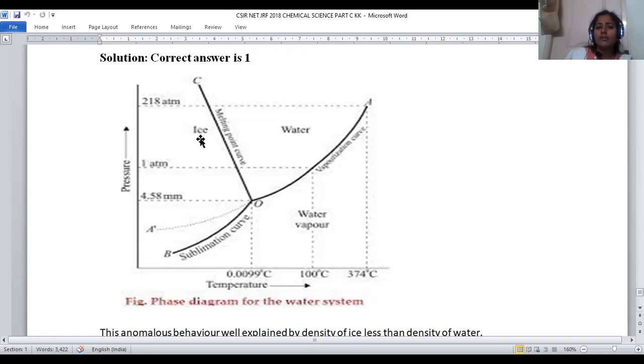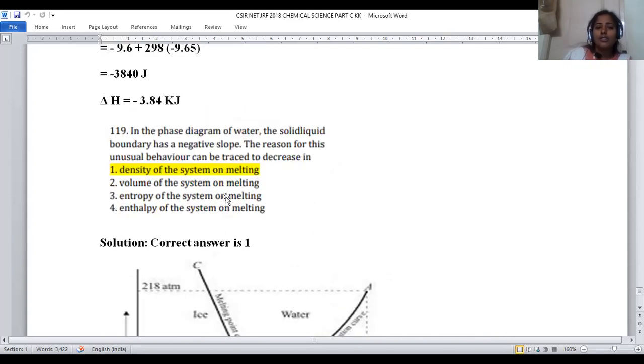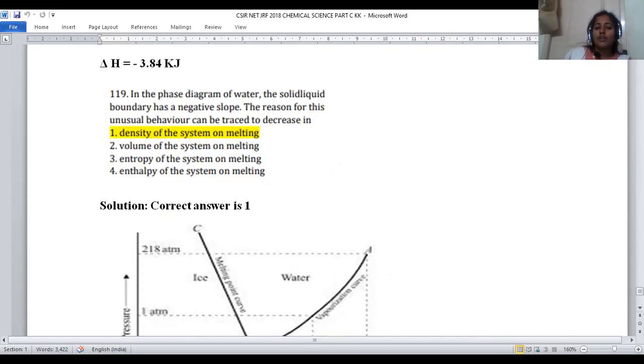Because of this anomalous nature only, in polar glaciers the ice covers the surface of the water totally, and beneath that, aquatic species survive without any difficulty. Ice forms on the surface, but in the interior region water is there, where aquatic species are able to survive, right? In this manner, it is purely explained by the slanting position of the plot in this phase diagram.